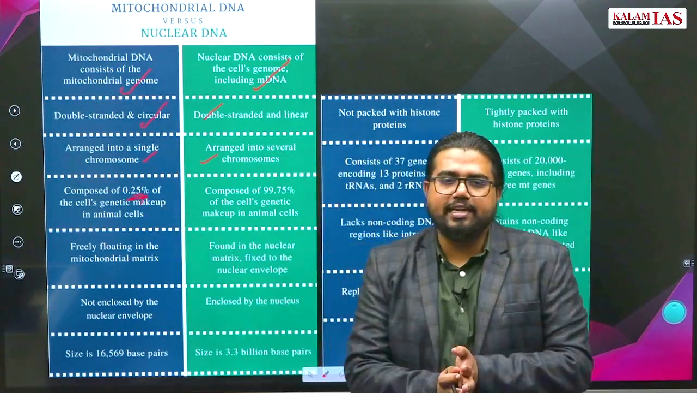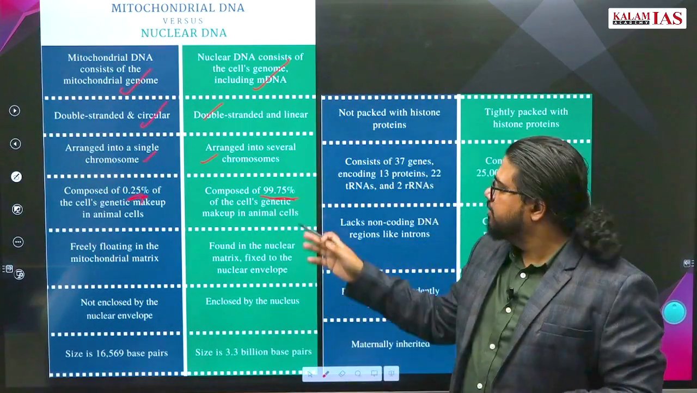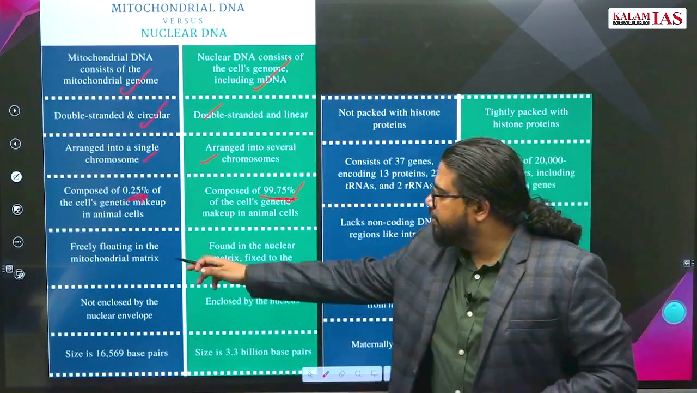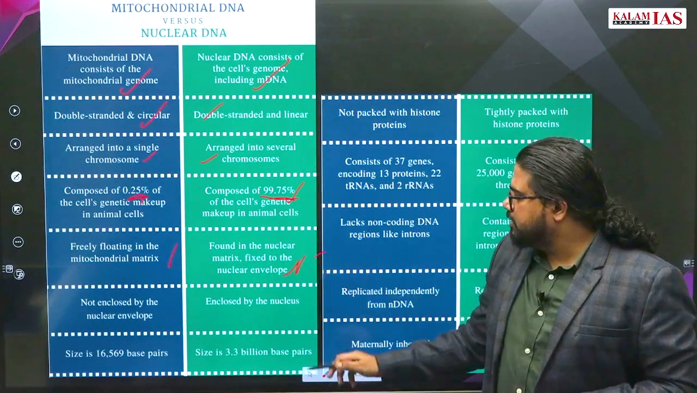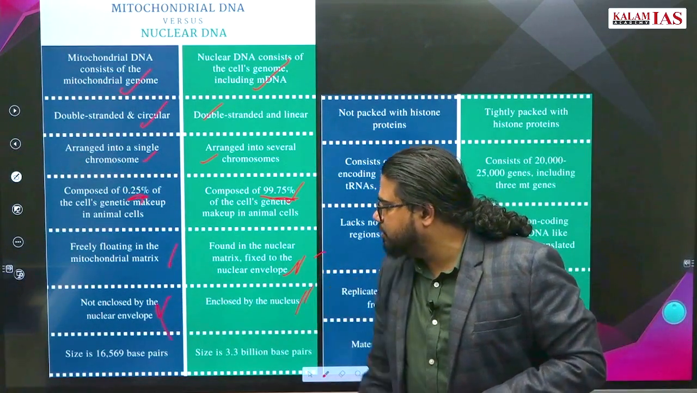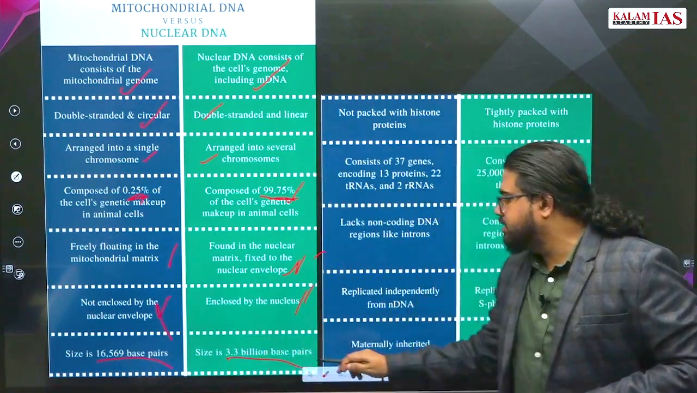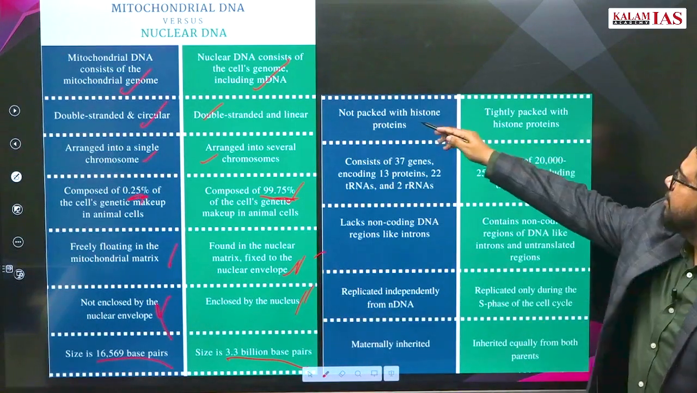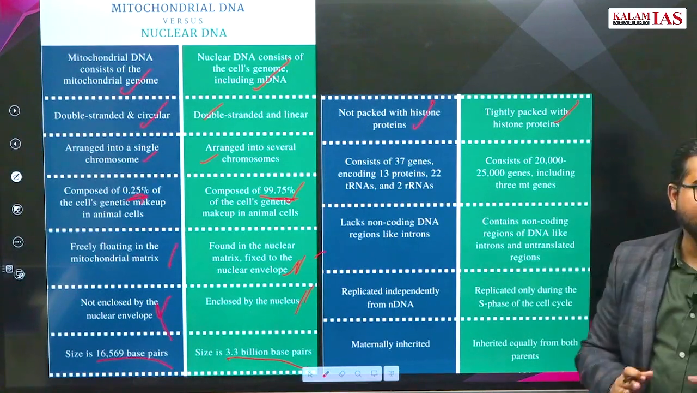Only 0.25% of DNA is in mitochondria, while 99.75% of the DNA is in the nucleus of the cell itself. Mitochondrial DNA is free floating, while nuclear DNA is found in a fixed, permanent arrangement, enclosed by the nuclear envelope. There are 3.3 billion bases for nuclear DNA. It is very tightly packed.